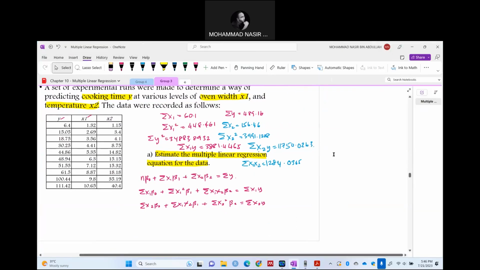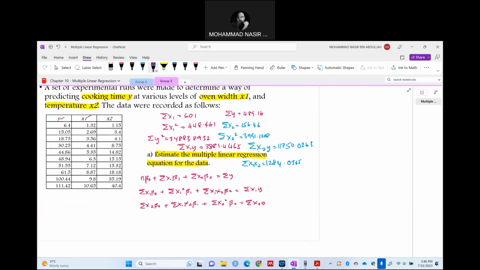All right, so next we just input the value into the equation. So n is equal to 10, right? So 10 beta naught plus summation of x1, 60.1 beta 1. x2 is, where is x2? 156.46 beta 2 equals 489.16. This is the first equation.